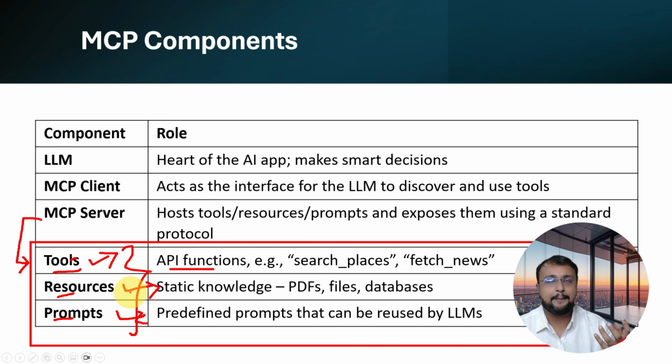Okay, so this is the base idea about the main parts of MCP: the large language model, the MCP client, and the MCP server. Within the MCP server, there are three terms: tools, resources, and prompts. Again, within Copilot Studio, you already know this terminology.